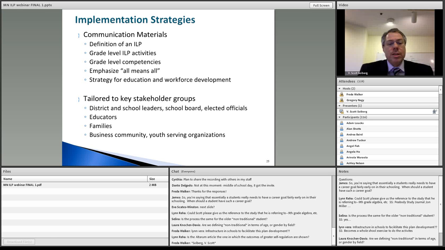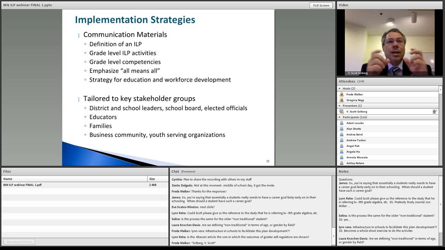So what is it that the student needs to know, the families? What is it that educators need to know? Leadership, what do they need to know? We need buy-in from various different stakeholders. We also need to help support the different organizations and groups that are engaged in ILPs on what they can do. What are the activities? What are the kinds of competencies?